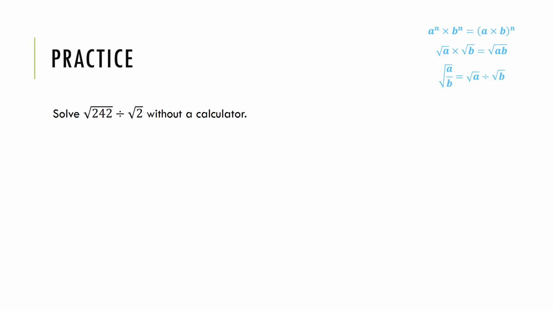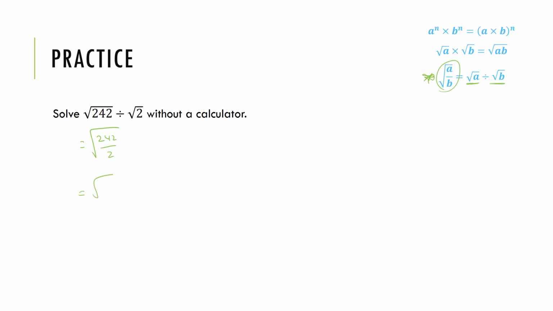So this is our first question. This one has a division, and it's going to be a square root divided by another square root, which, if you look at the rules, is going to match this one. Square root divided by a second is going to be the same as the square root of the first divided by the second. So we're going to rewrite this. So we can say that it equals the square root of 242 over 2.